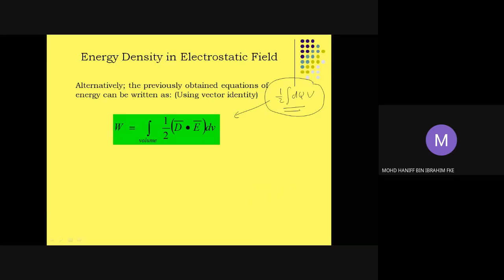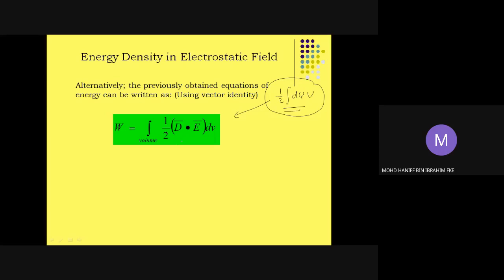But I'm not going to prove how this equation is produced. I leave the proving to you to look at on your own. But an interesting thing to note from this equation is that we can calculate the energy of a charge structure if we know the distribution of the electric field intensity E.